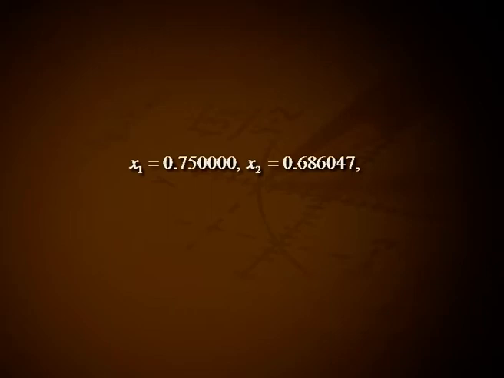0.750000, x2 = 0.686047, x3 = 0.682340, x4 = 0.682328, etc. And we accept 0.682328 as an approximate solution of f(x) = x^3 + x - 1 = 0, correct to 6 decimal places.